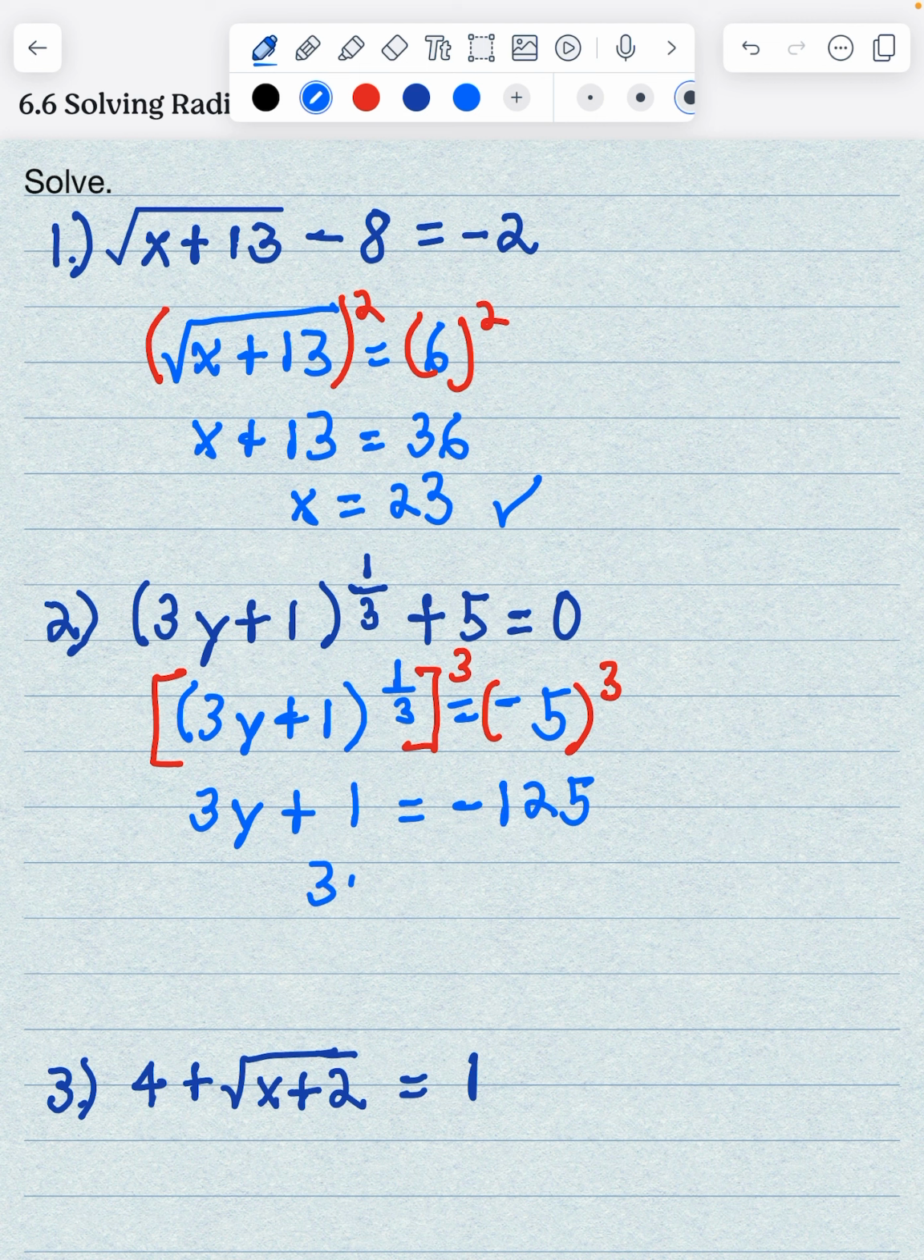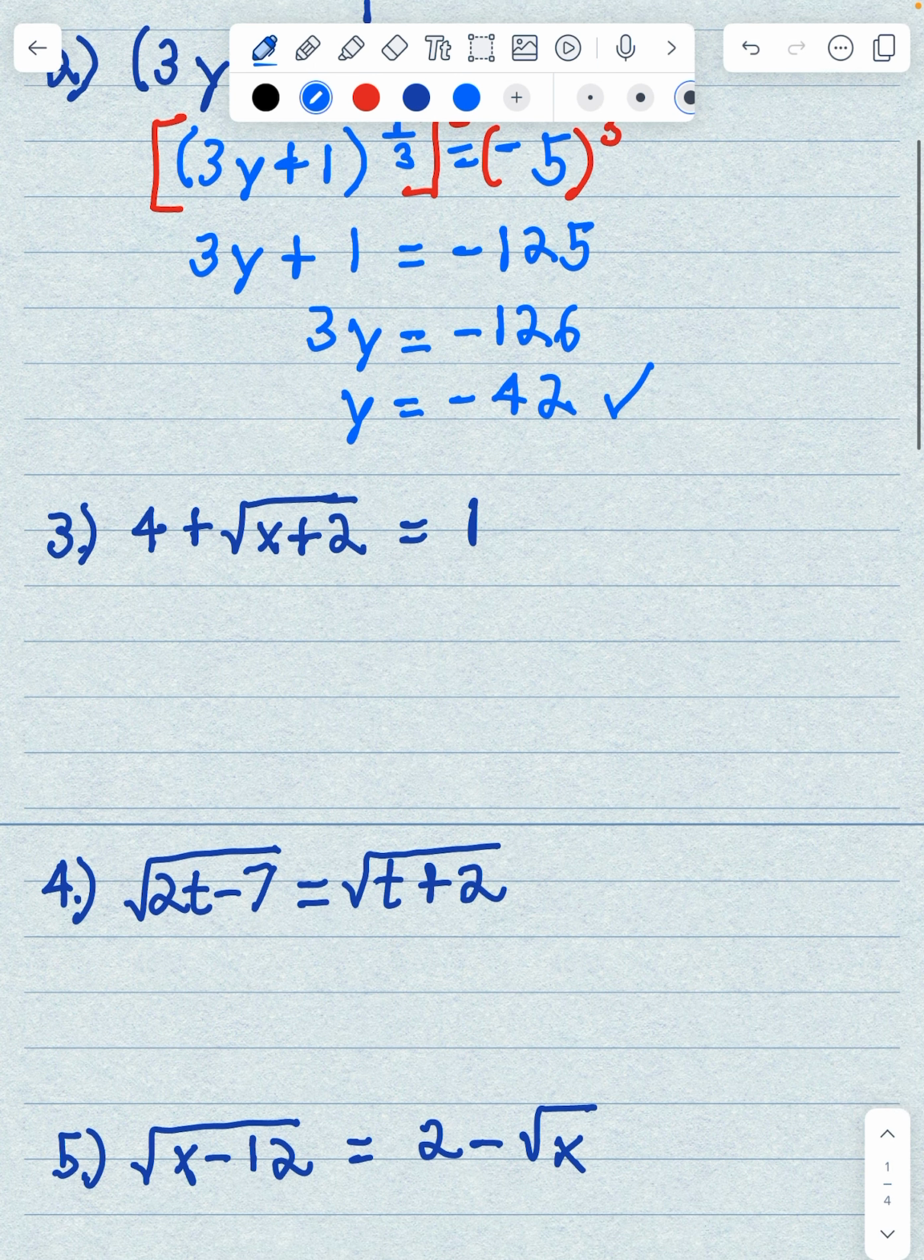We'll subtract 1 from both sides. 3y equals negative 126, and divide both sides by 3. That gives us y equals negative 42. If we check that, 3 times negative 42 is negative 126. When we add 1, that's negative 125. When we raise that to the 1/3 power, which is taking the cube root, we get negative 5, and negative 5 plus 5 equals 0. So again, that checks. Number 3.